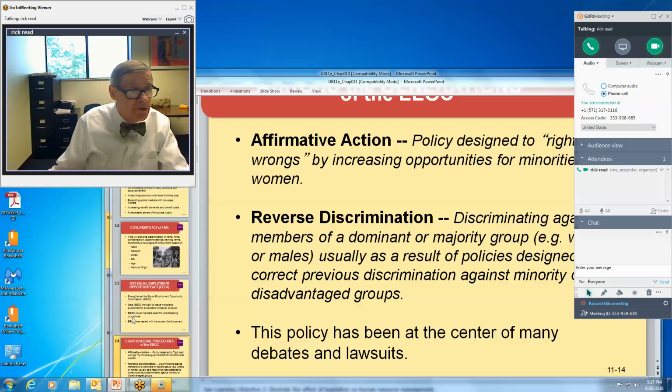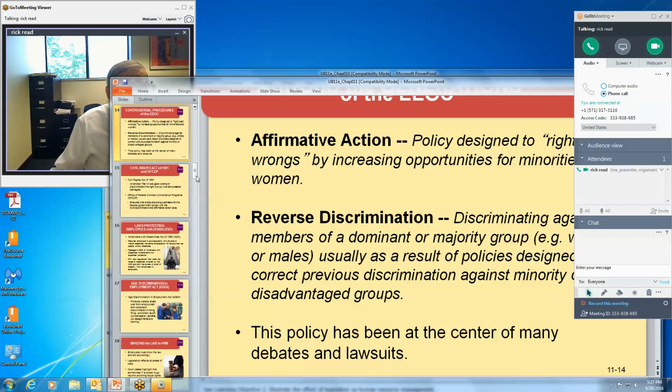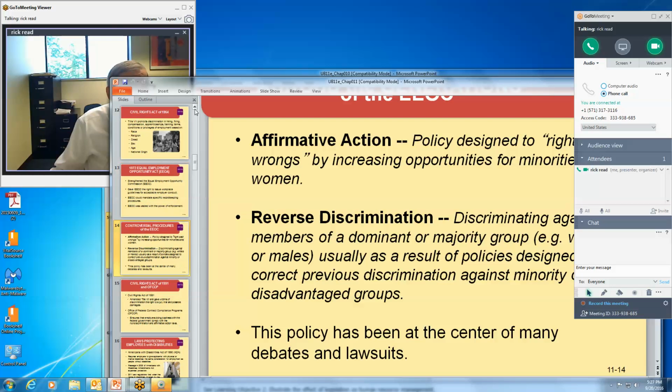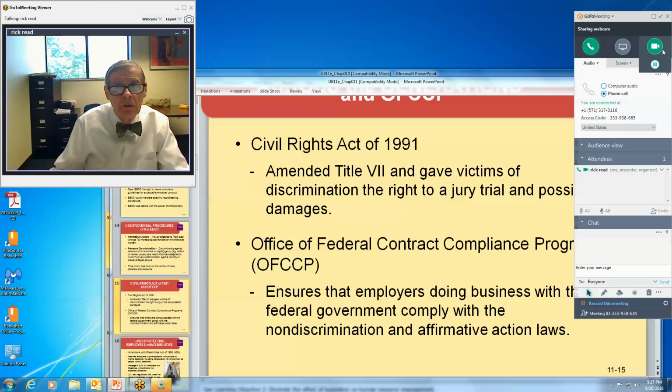And of course, as you know, or as you should know, affirmative action has been under fire for many years, and the Supreme Court has taken a number of cases and has done some weakening of it. I suspect if the current trend continues, we'll see more weakening of affirmative action.